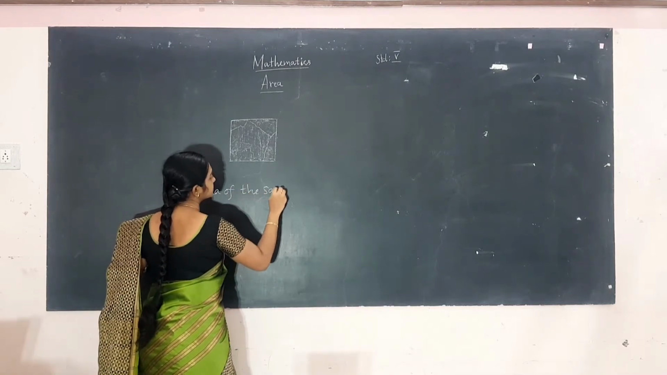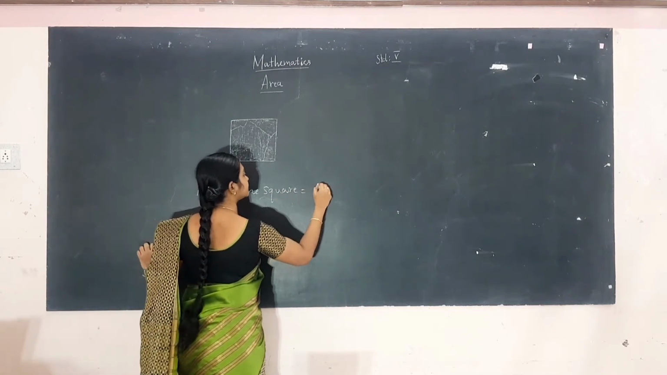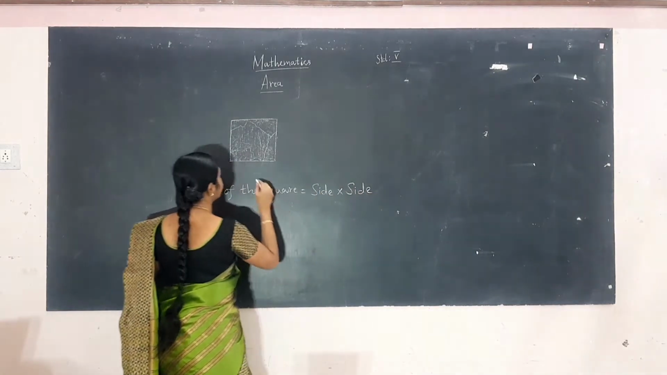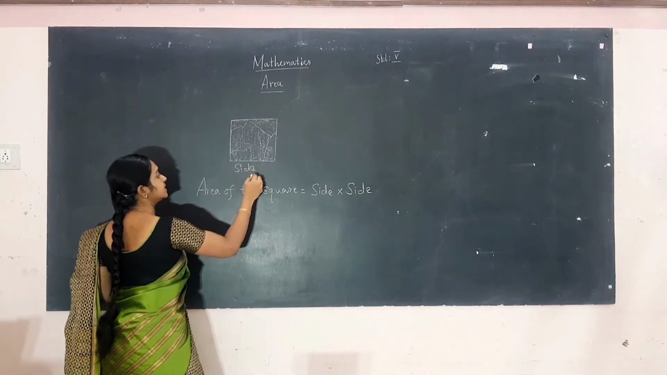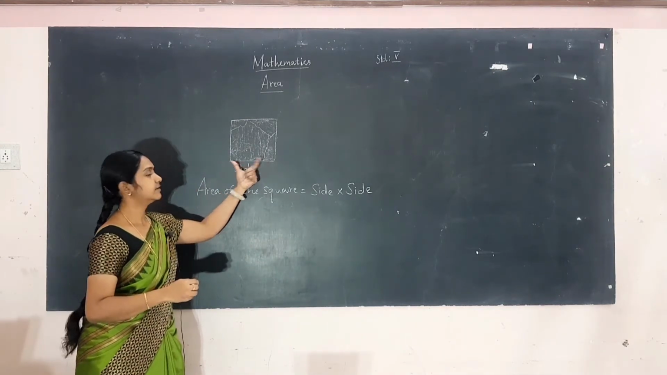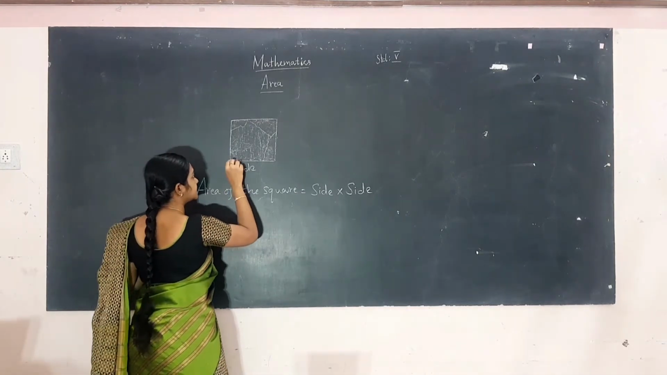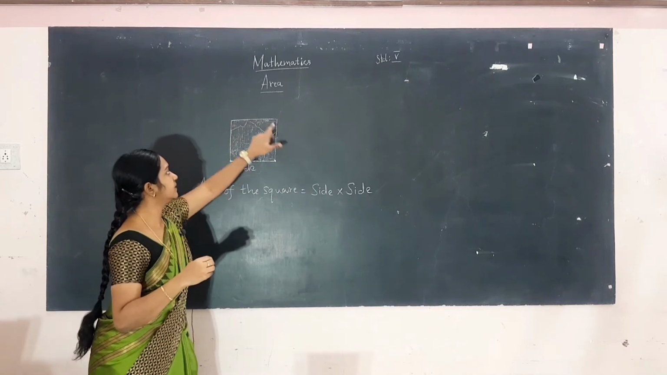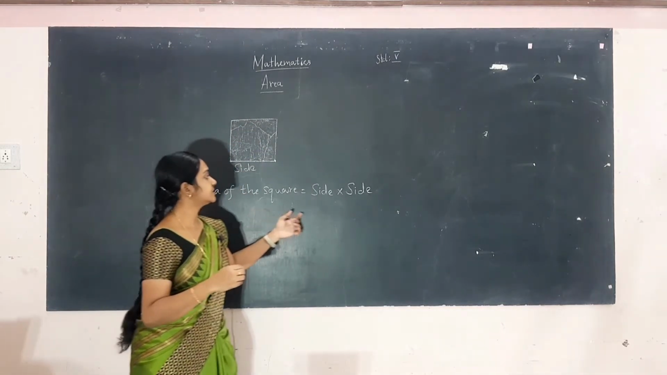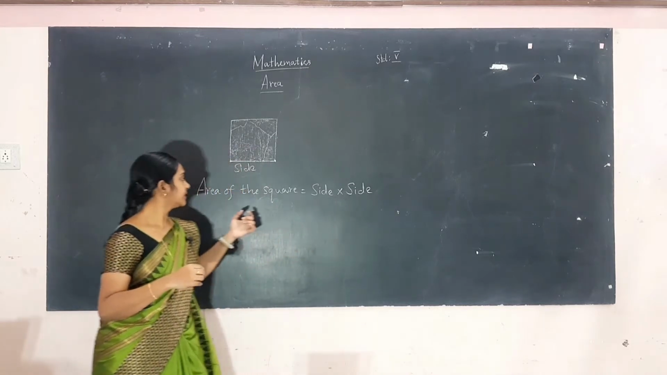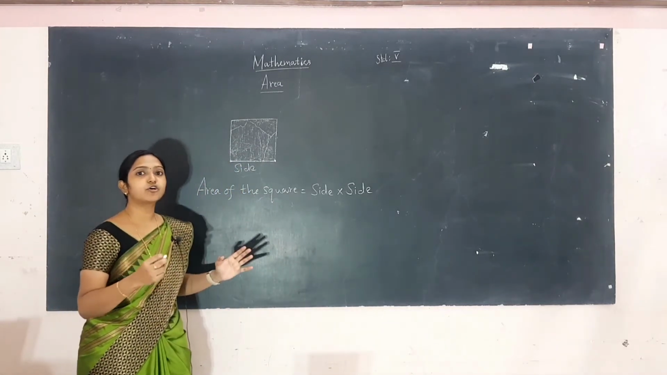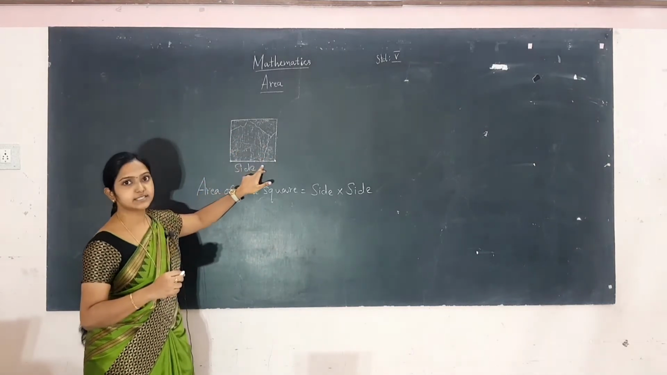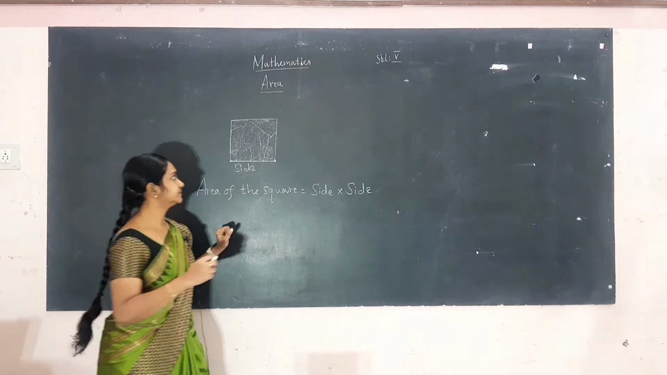Area of the square is equal to side into side. This is the side of a square. Side of a square will be equal in the four sides. Area of the square is side into side. Area means it is the space occupied by a flat surface. Here the shaded region is the area of the square.